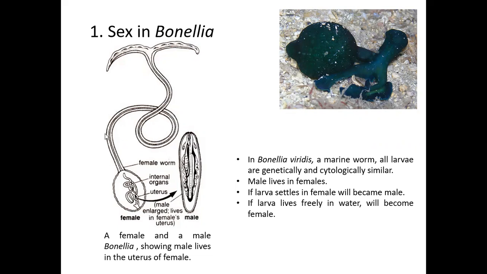Okay, we can see this picture. This is the adult worm. If the larva is attached to the proboscis and grows in a uterus, that will become a male. If the worm is freely living in water, then it will become a female.